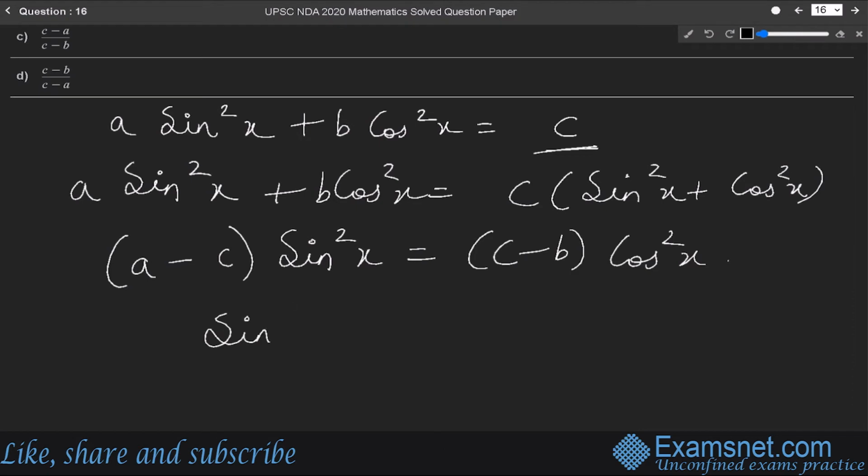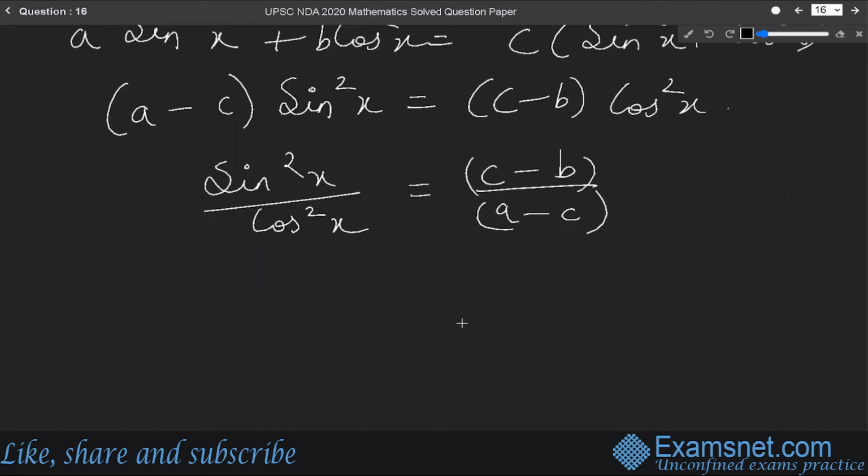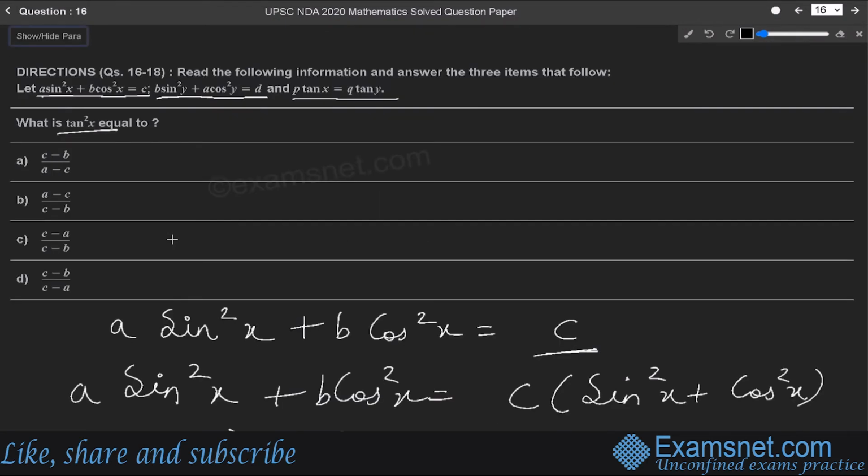So from here I can get the value of sin square x upon cos square x, which will be equal to c minus b upon a minus c. Now you can see that sin square x upon cos square x is equal to tan square x. So the value of tan square x is c minus b upon a minus c. So the correct option for this question is option A, which is c minus b upon a minus c. This is the value of tan square x.